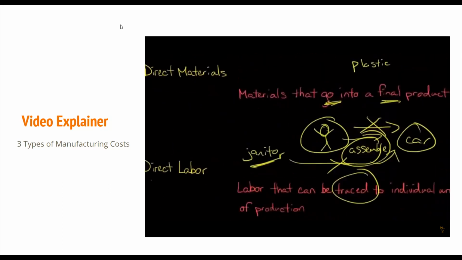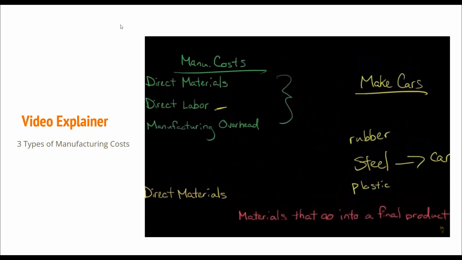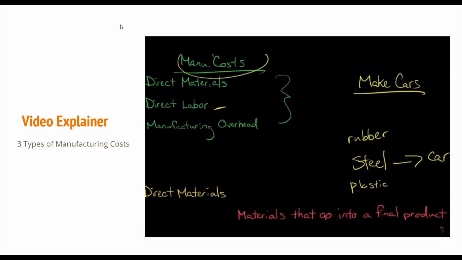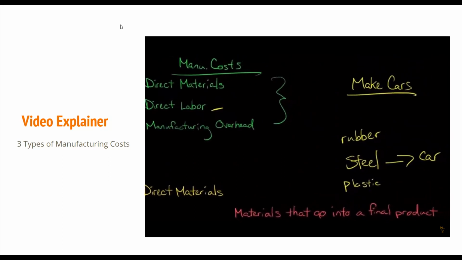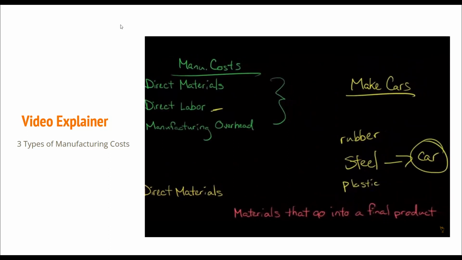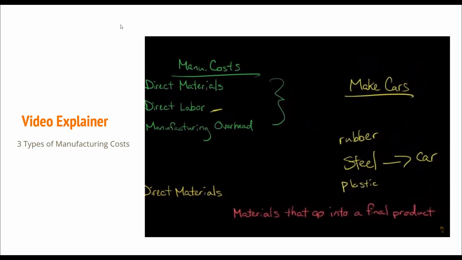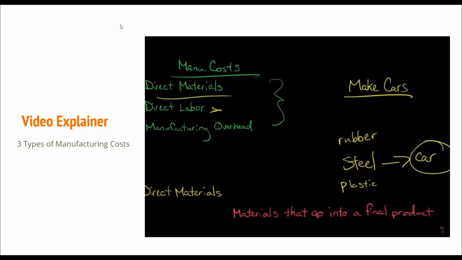So really, when we think about our three types of manufacturing costs, it's this idea of tracing, or being able to figure out if these things actually go into the car, or some way to measure and figure that they go into the car, that is going to be the determining factor of whether something is overhead or not. So we've got direct materials, just material, the steel to build the car. We've got the labor, the assembly of the car, the person who put the car together, and then really we've got everything else, which is our overhead.